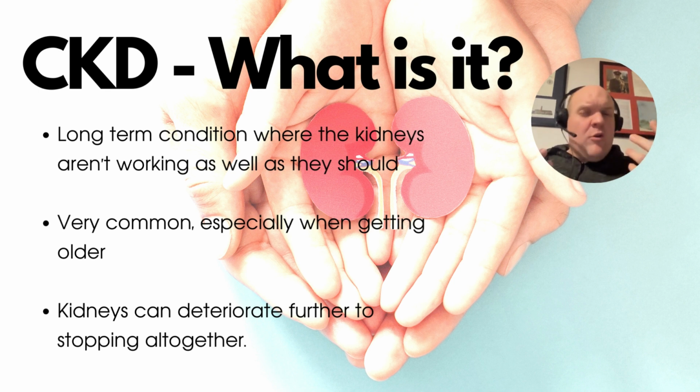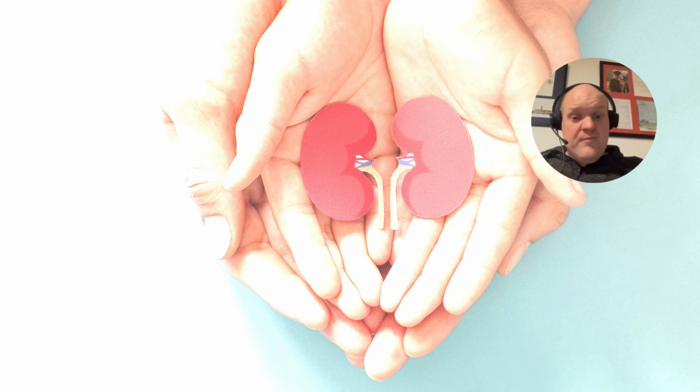So chronic kidney disease is a long-term condition where the kidneys don't function quite as well as they should. It's incredibly common, and we find certainly in our older population that the majority of the patients have got this condition. We need to keep a very close eye on it on an annual basis generally, because the kidneys can deteriorate to the point where they stop functioning altogether.